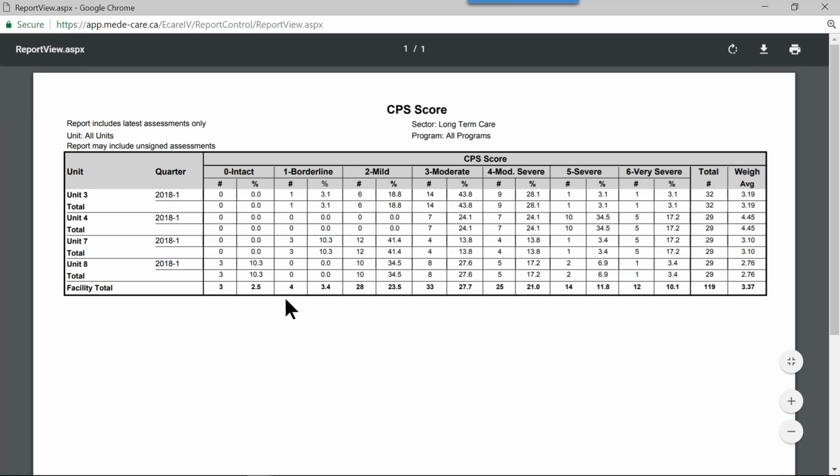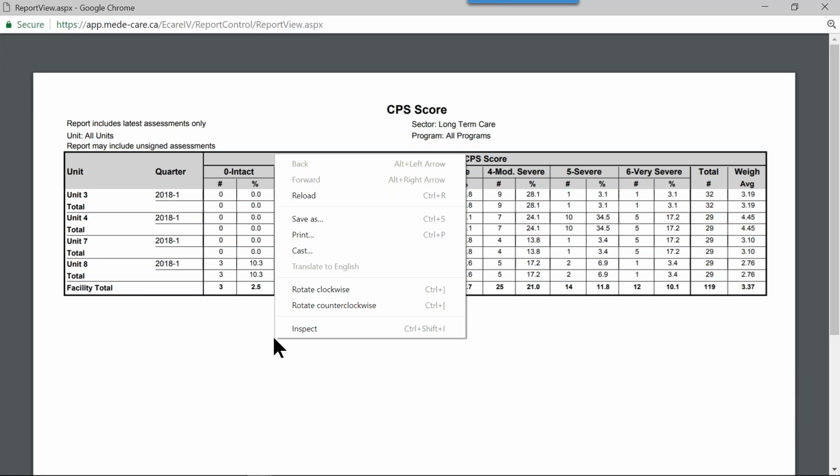Now let's look at it the other way. I've got 3 people as intact, 4 are borderline. 28 of my residents are mild, 33 are moderate, 25 are moderate severe, 14 of them are severe, and 12 of these people are very severe. Okay, so can you see how that would be a very handy report to be able to look at?